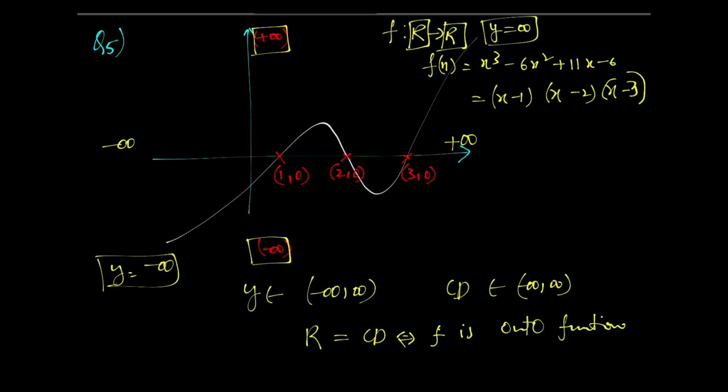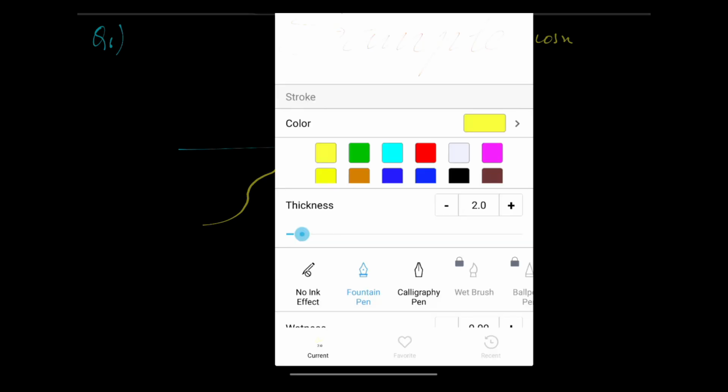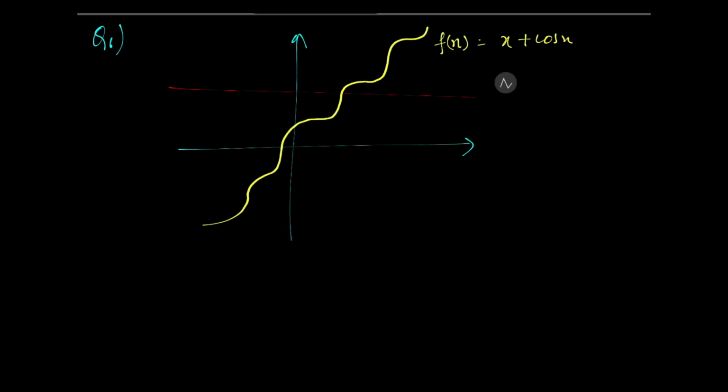All right, let's go with question number 6. This is the actual graph of the function f of x equal to x plus cos x, where if you apply the horizontal line test, it cuts only once. So then we can say the function is one-one.